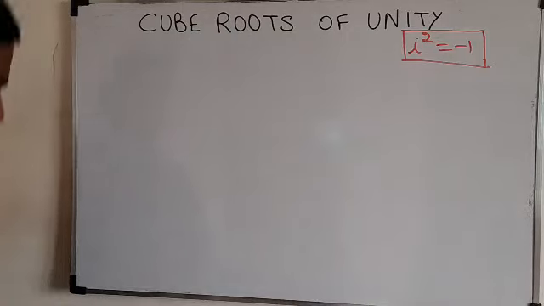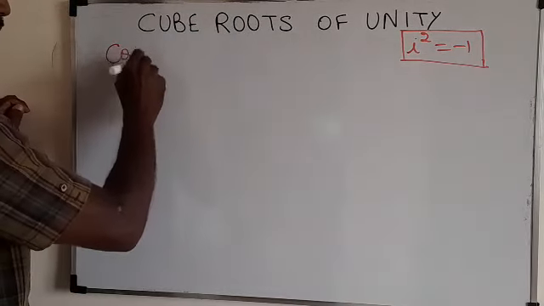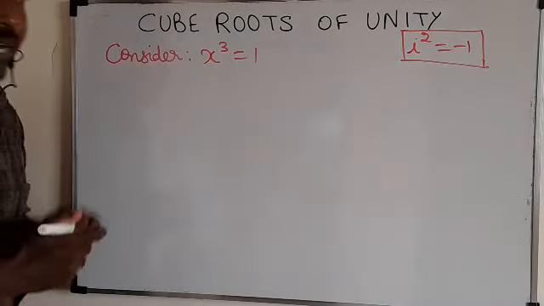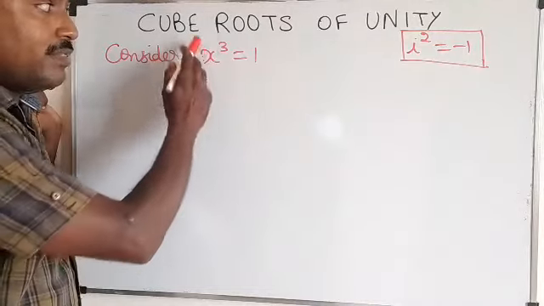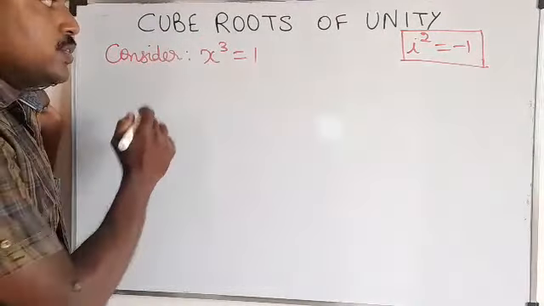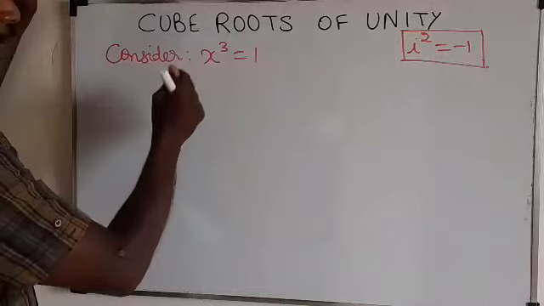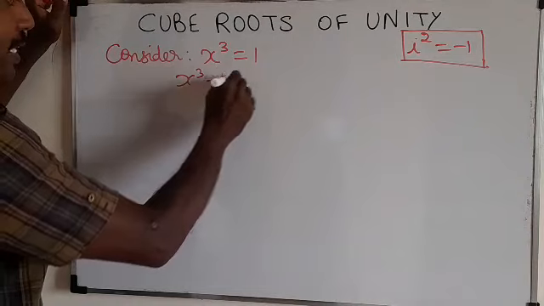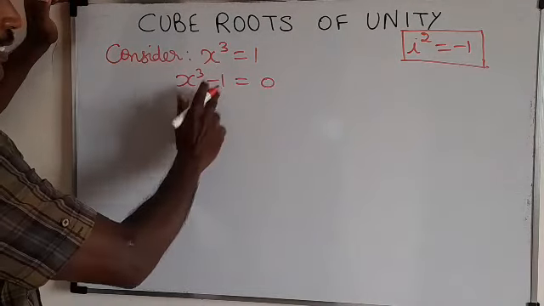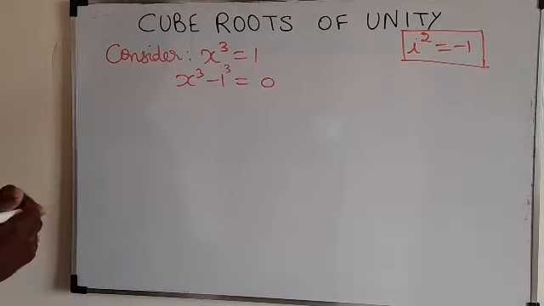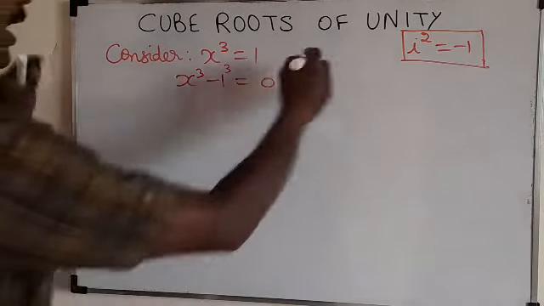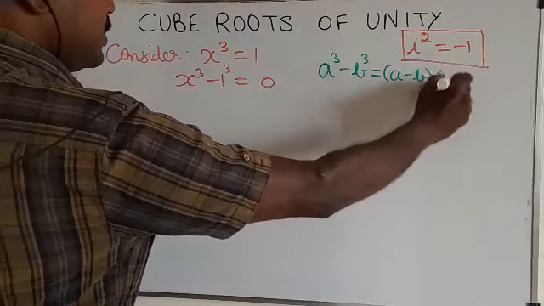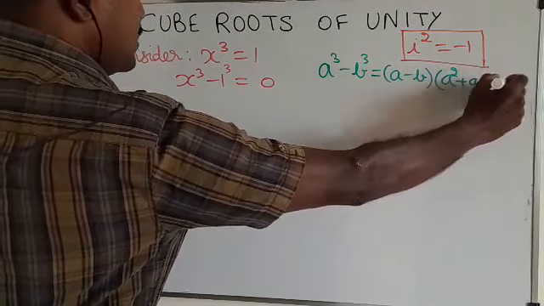Okay. So let us consider the equation x cube is equal to 1. So now we are going to find the values of x for which this equation is true, isn't it? In the next step, what I am going to do is take this 1 to the left hand side. I'll be getting it like this. Okay, so this 1 can be considered as 1 cube. Now it is time to recall the formula for a cube minus b cube, which equals a minus b times a square plus ab plus b square.